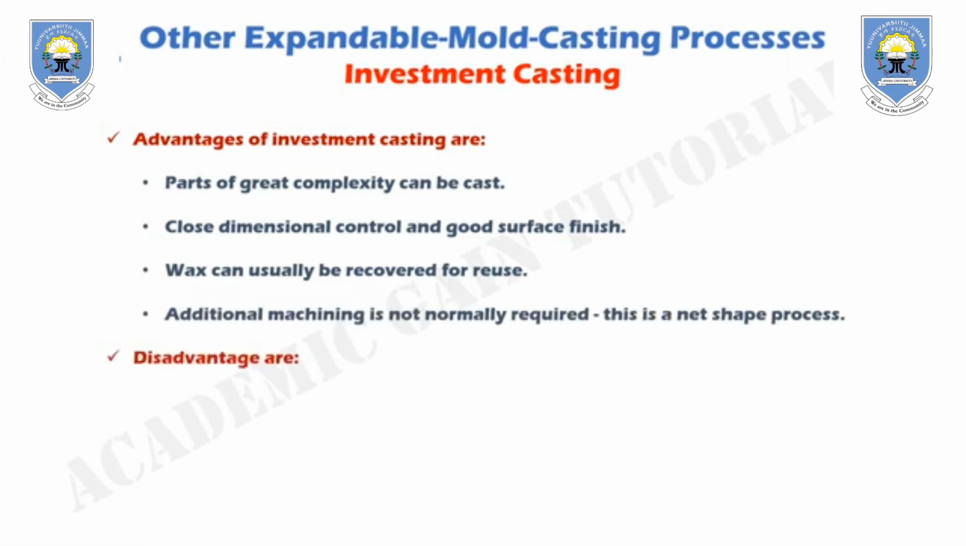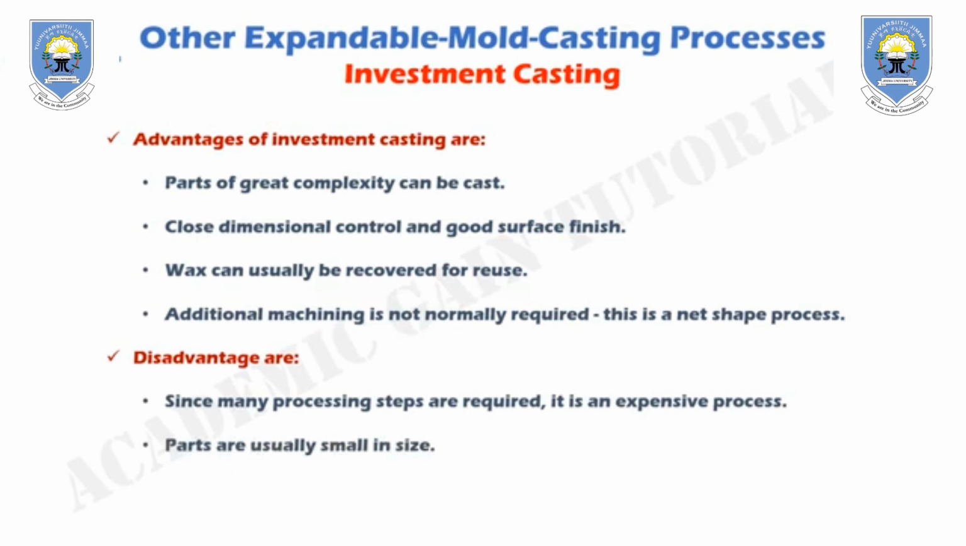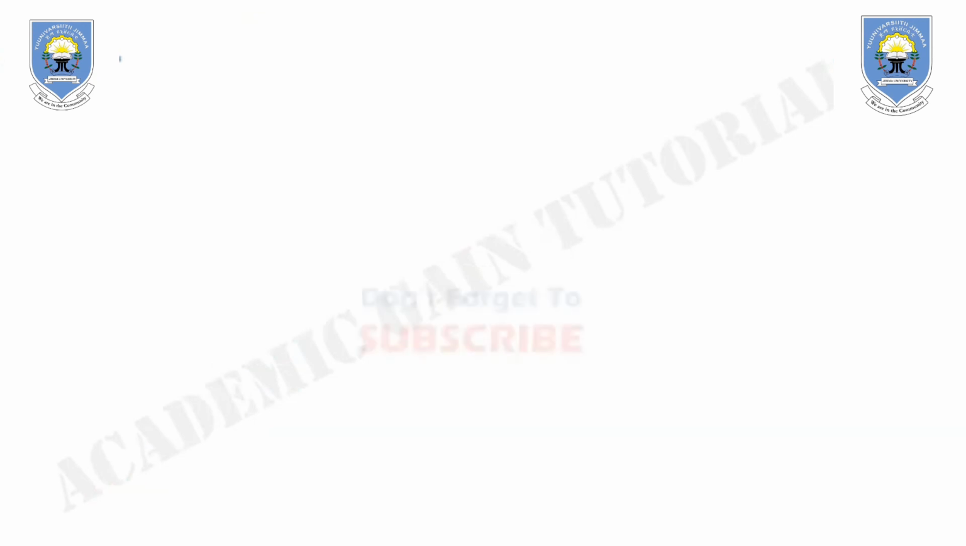Disadvantages are: since many processing steps are required, it is an expensive process. Parts are usually small in size. Examples of parts made with this process are blades and jewelry. So, we have studied precision investment casting, or lost wax casting process, which is one of the expendable mold casting processes, other than sand casting.